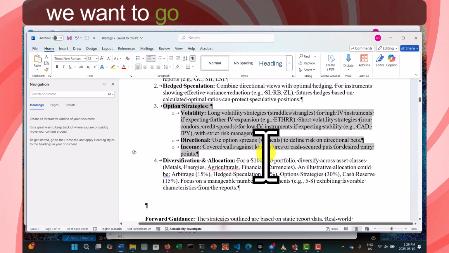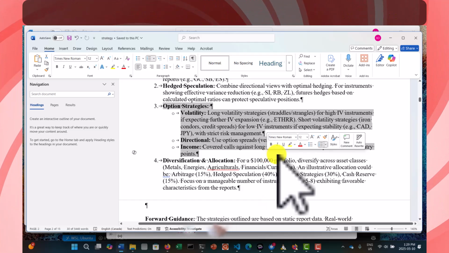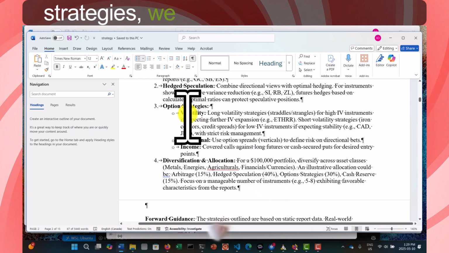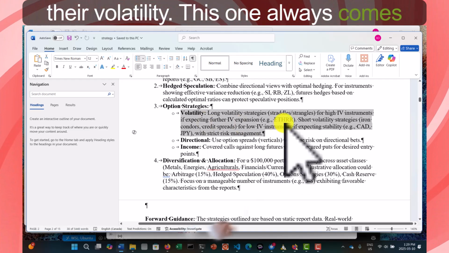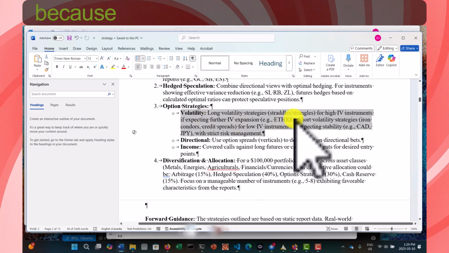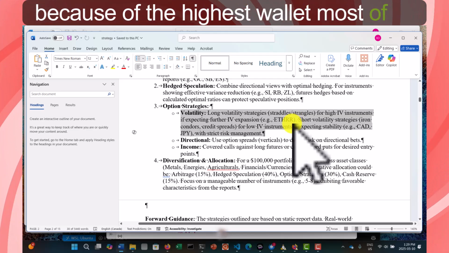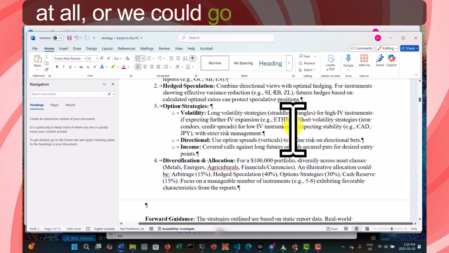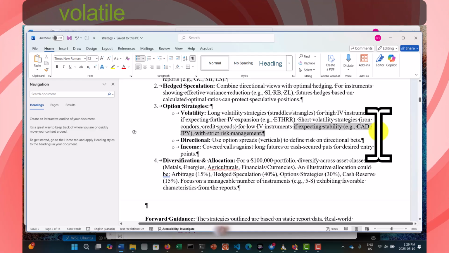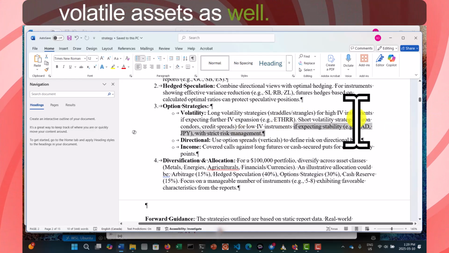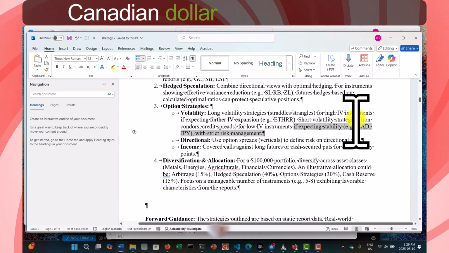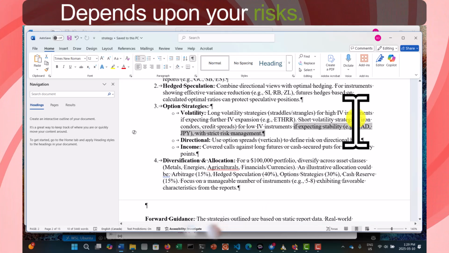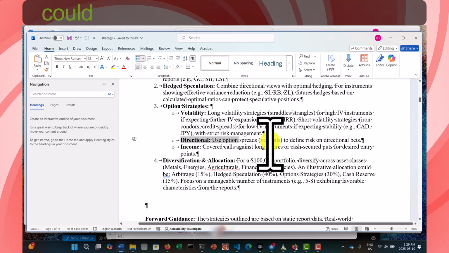Then, if we want to go specifically into option strategies, we could trade based upon volatility. This one always comes up. Both Bitcoin and Ethereum come up because they're the most volatile. Or we could go after stable or volatile assets as well. In this case, it's usually currency, so it could be Canadian dollar or Japanese yen. Depends upon your risk. Also, we could do directional.